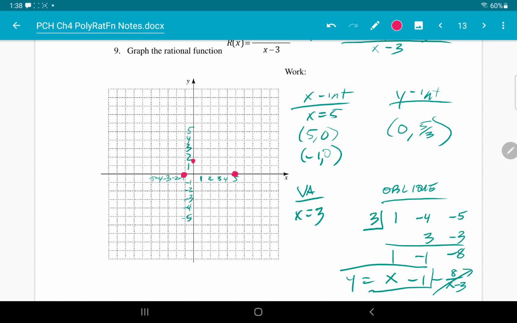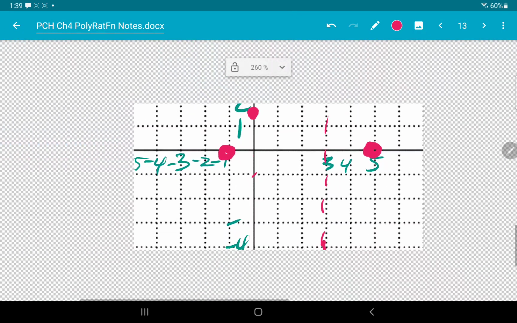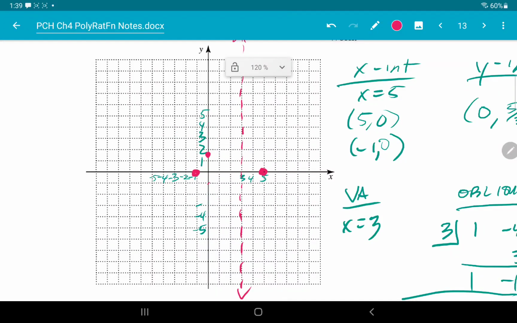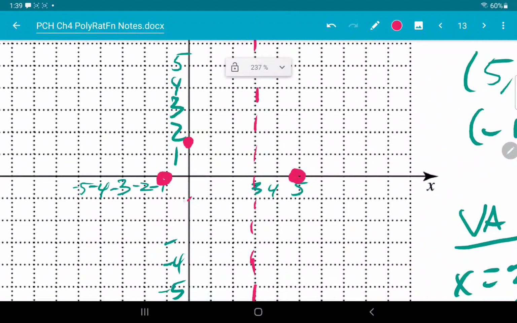And x equals 3. X equals 3. And we have an oblique asymptote at y equals x minus 1. So a y-intercept of negative 1. Oh, I shouldn't put it as a point, huh? That's going to confuse me as a y-intercept. Oops, I just erased all those values. All right, so at negative 1, and then it has a slope of 1. Zoom in. Slope of 1.